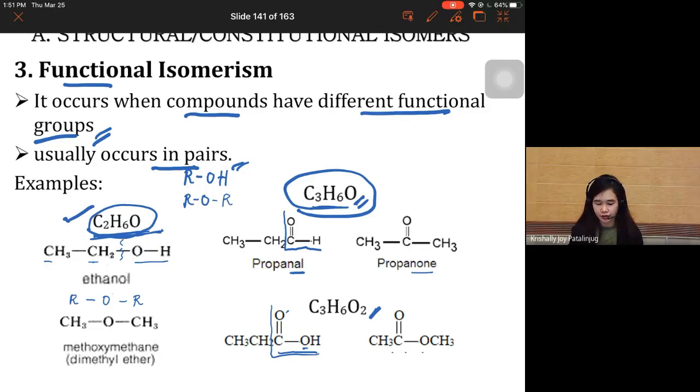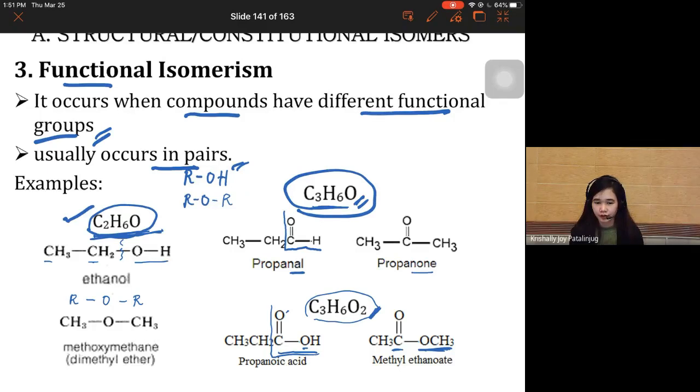Right? This is an ester, a carbonyl carbon with an OR, an oxy attached to the carbonyl carbon. So that's an ester. The carboxylic acid is different from the ester, a different functional group, but their formula is the same. Right? So this is functional isomerism. That is what you need to remember for functional isomerism.